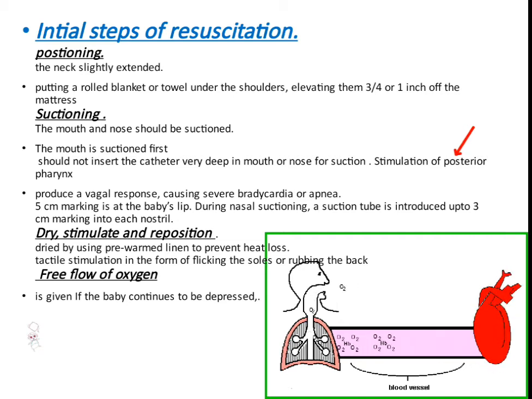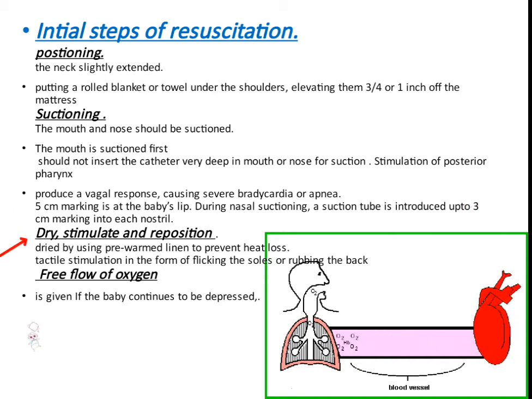Stimulation of the posterior pharynx during the first few minutes after birth can produce a vagal response, causing severe bradycardia or apnea. Therefore, during oral suctioning, a suction tube is gently introduced into the baby's mouth until the 5 cm marking is at the baby's lip. During nasal suctioning, a suction tube is introduced up to the 3 cm marking into each nostril.